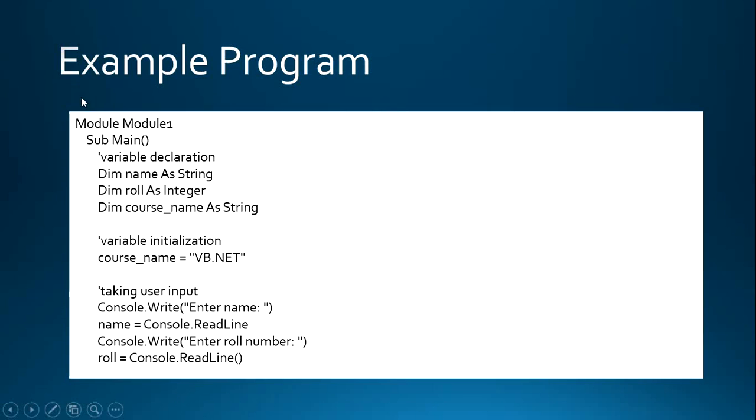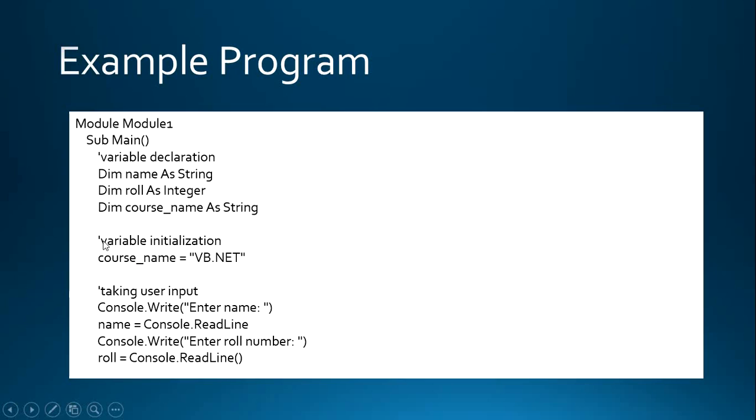Inside this module, inside the main function, first of all we are going to declare some variables. We declared three variables: dim name as string, dim role as integer, and dim course name as string. After that, we are going to initialize one of the variables, so for this we use variable initialization.